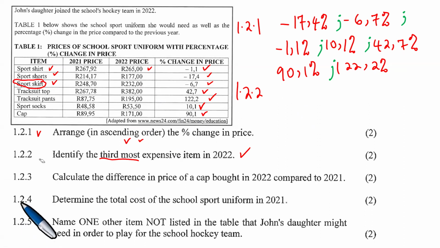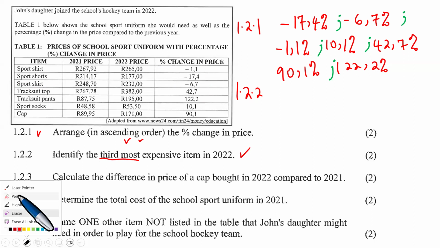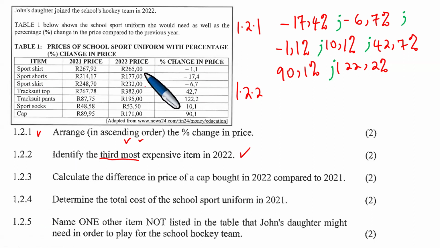Remember, the third most expensive. Which one is the most expensive? The tracksuit top. Then the sweat shirt is number one. Number two is which one? The sport shirt. Then what is the third most expensive? The sport skirt is the third most expensive.